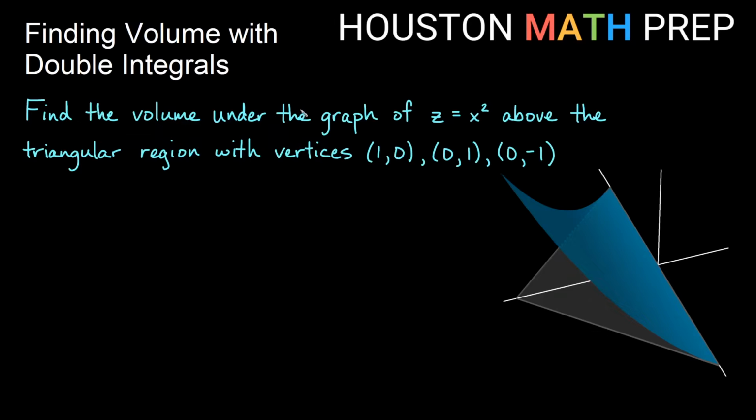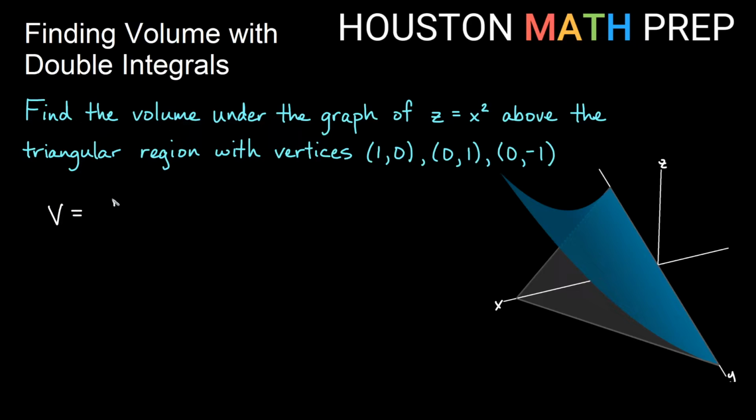For our next one here, we're going to find the volume under the graph of z equals x squared above a triangular region here with these vertices. You can see this kind of has a parabolic bend to it based on this z equals x squared. So this is my x-axis, my y-axis, my z-axis here. And so we have a triangular region. Let's go ahead and set up our volume integral.